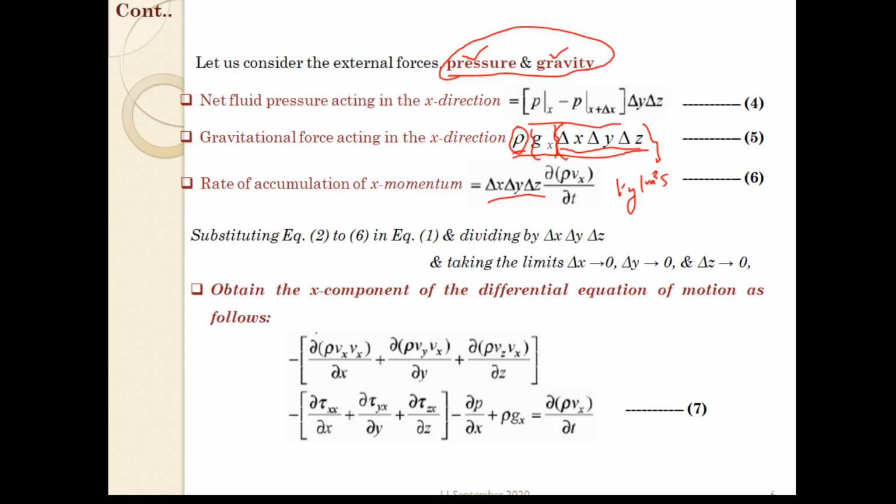So this is for the convective term, this is for the conductive term, this is the pressure, these are the gravity force, and these are the accumulation term. We get this equation after substituting equations 2 to 6 in equation 1, dividing by del x del y del z, and taking the limit as del x, del y and del z tend to 0.